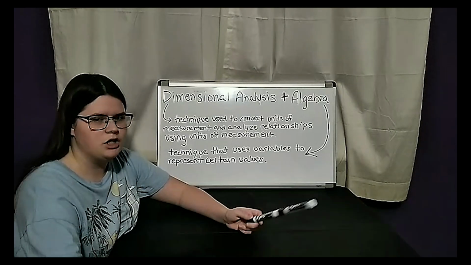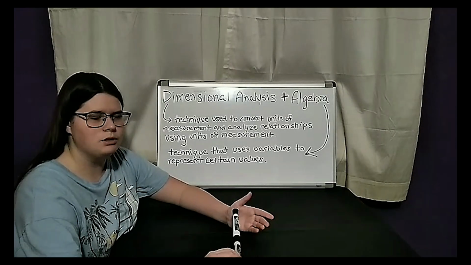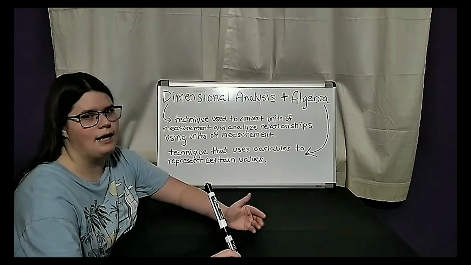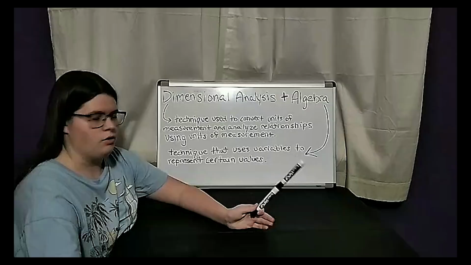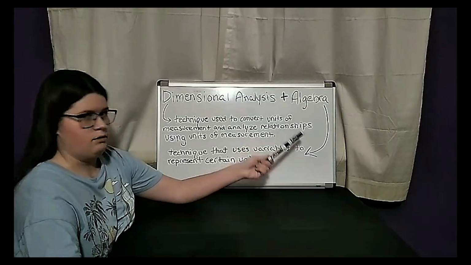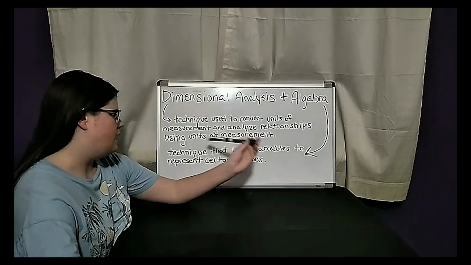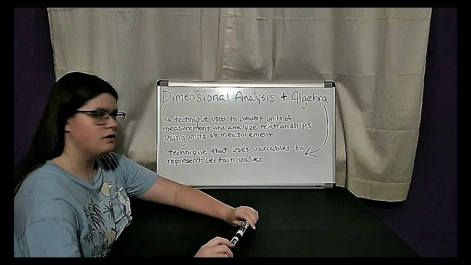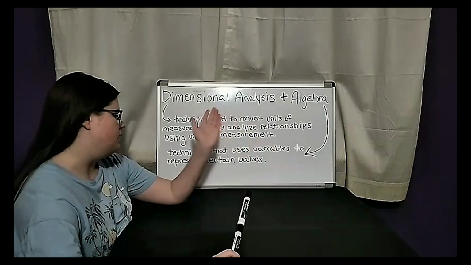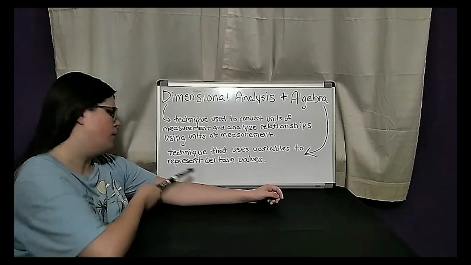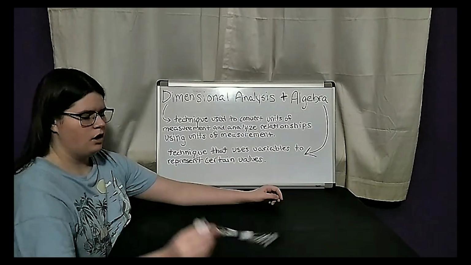So for my Math and People project, I chose my mom, Denise Gallops, who is a family nurse practitioner and works at Pinehurst Medical Clinic. She uses 2 forms of math in her career, which are dimensional analysis and algebra. Dimensional analysis is a technique used to convert units of measurement and analyze relationships using units of measurement. Algebra is a technique that uses variables to represent certain values.